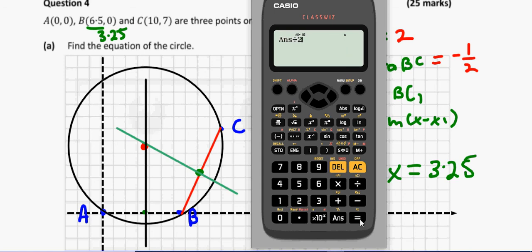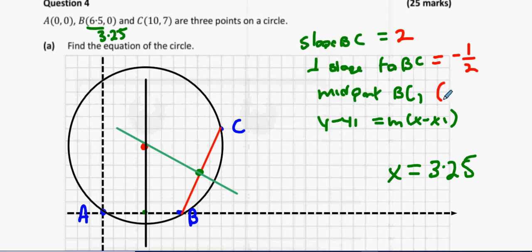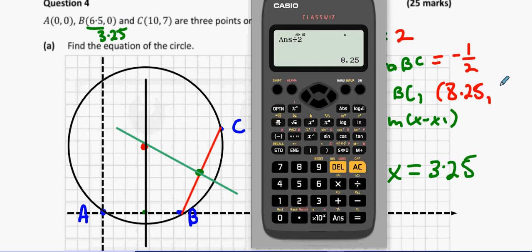Divide your answer by 2. 33 over 4, or 8.25. So it's going to be 8.25 and half of 7, which is 3.5.